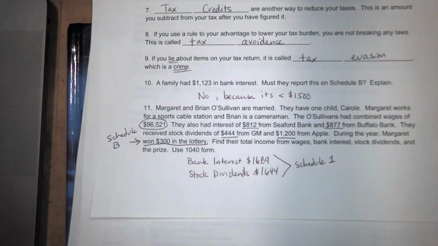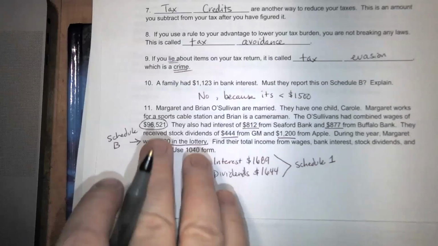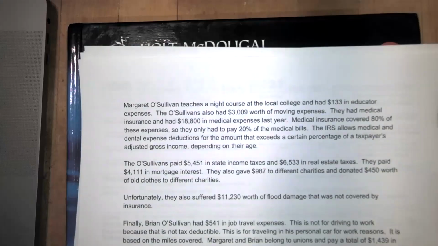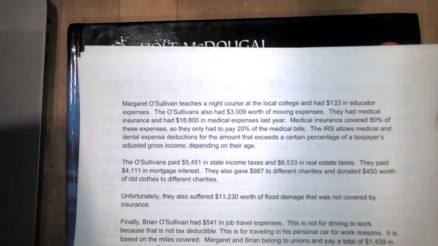So, let's see what else. Find their total income. And then we're gonna get started. We got more information on the next page. So this will help us when we start itemizing, but let's get started on our tax form.